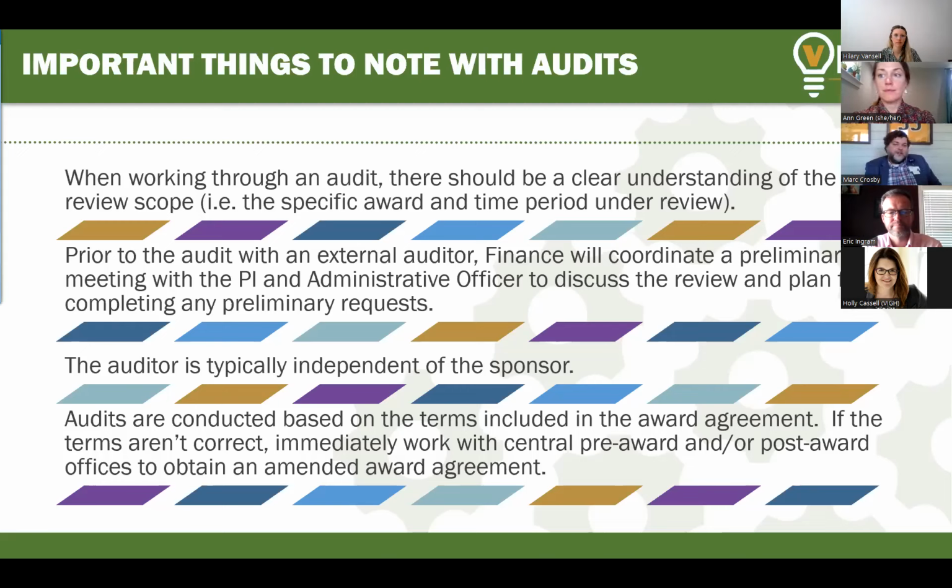If the terms aren't correct for some reason, you want to work immediately with your central offices or your support teams, whether it's a pre-award or post-award office, to amend the award agreement so that the agreement is updated at all times. And I know at the UMC, this is ongoing work that has to take place as the scopes of projects change. Then budgets, et cetera, may change based off of the new aims or changes to the award agreement itself.